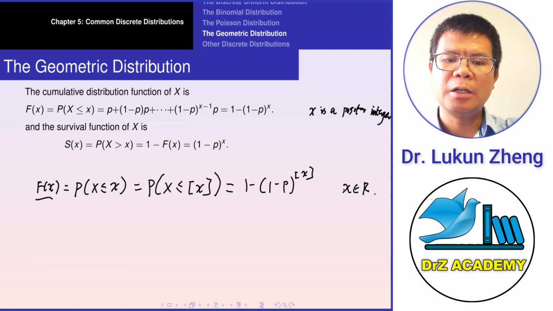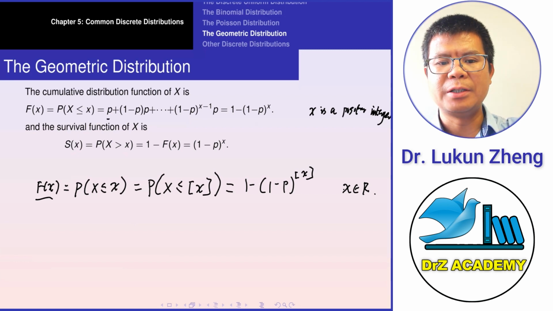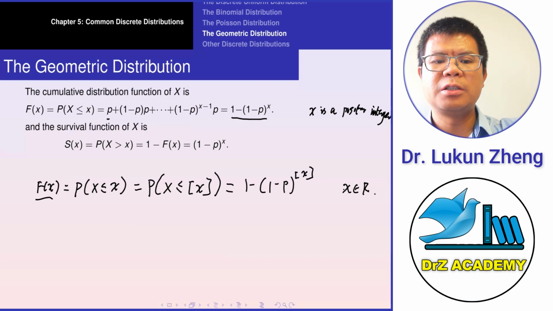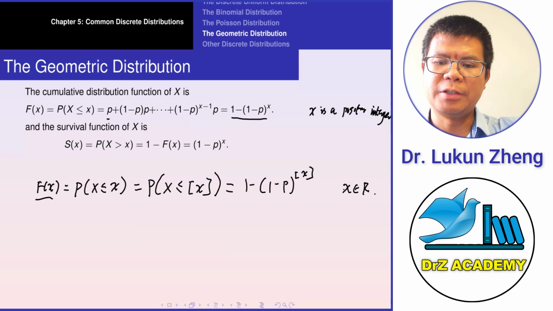Now how do we prove this? This is pretty easy. You have a geometric sequence with first term P and ratio 1 minus P, and you can find that the sum equals this. All right, so that's the cumulative distribution function, which is given here.